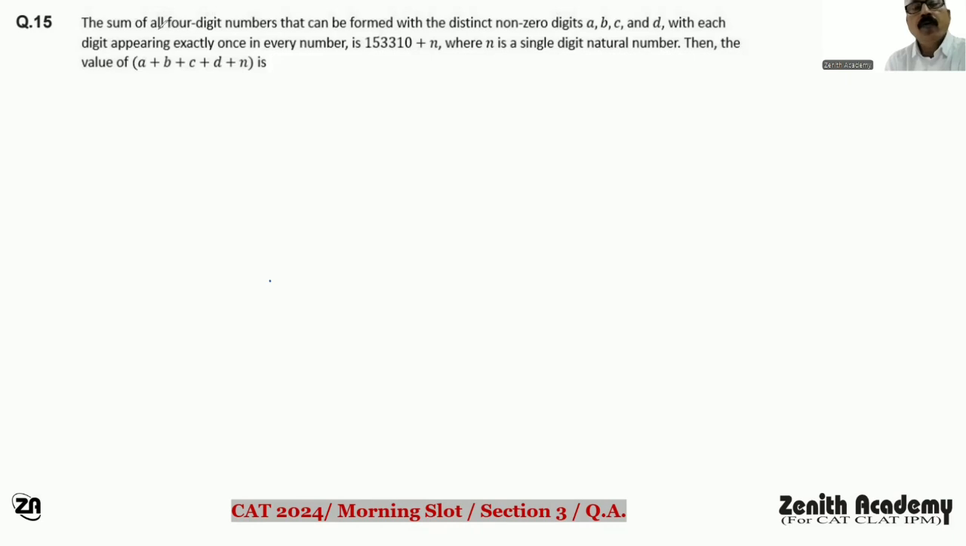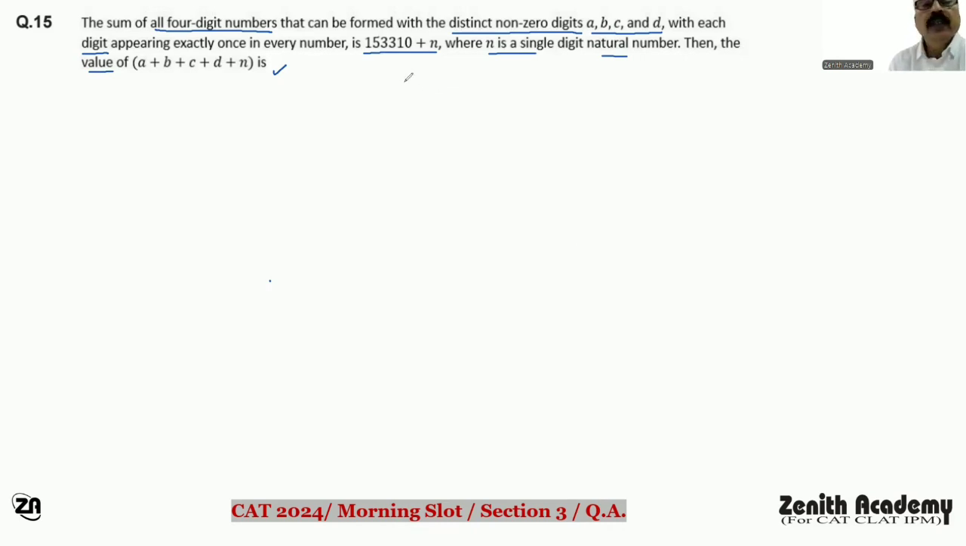The sum of all four-digit numbers that can be formed with the distinct non-zero digits A, B, C, and D, with each digit appearing exactly once in every number, is 153310 plus n, where n is a single-digit natural number. Then the value of A plus B plus C plus D plus n, right? Okay.